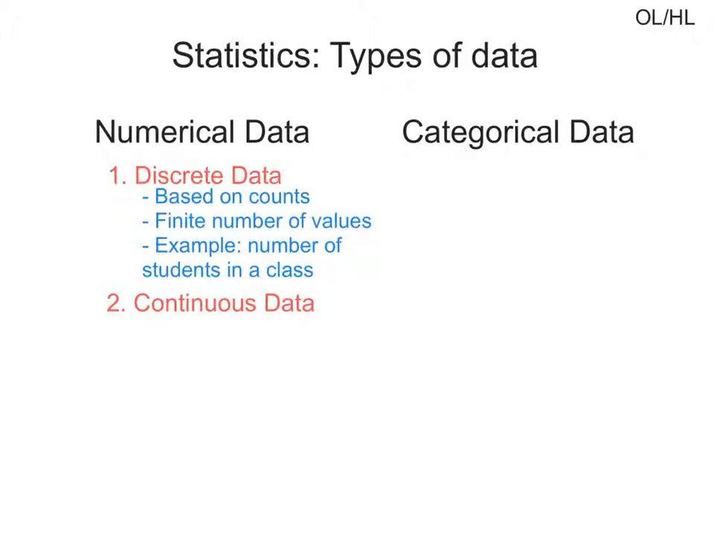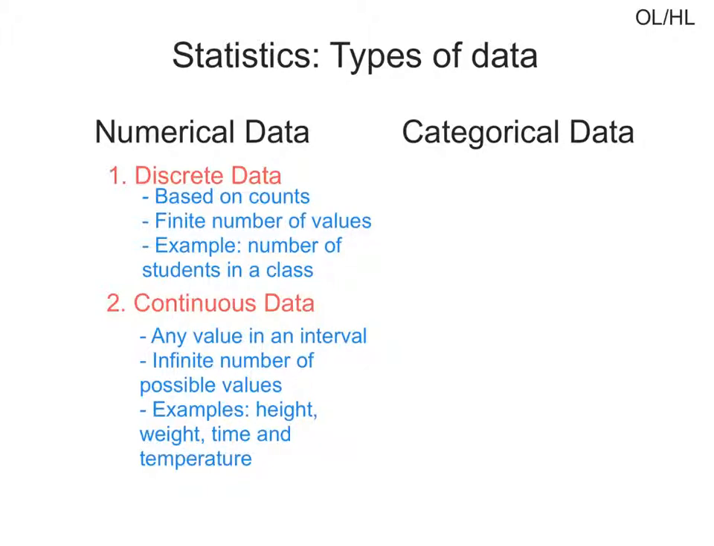If we consider temperature, we could have 20 degrees, but then we could have 20.1 degrees or 20.000001 degrees. There is an infinite number of values it could take.